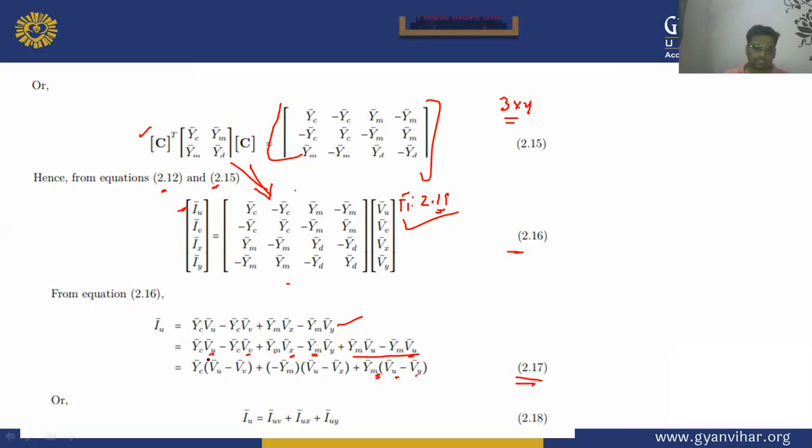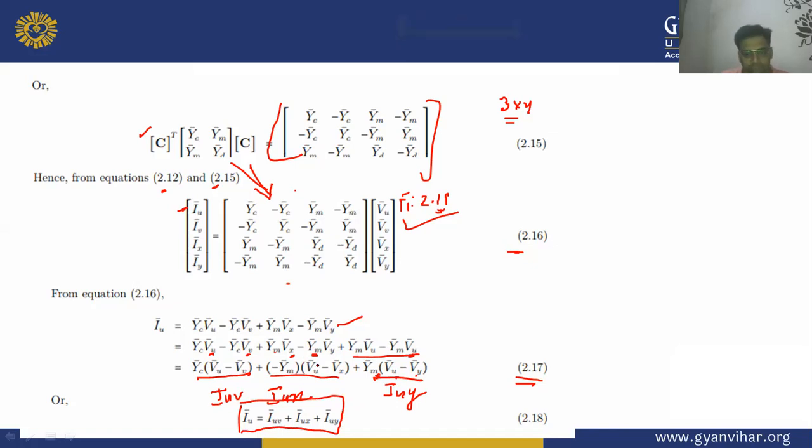Now this can be written as that IU is equal to what? This is your current IUV, this is your current IUX, and this is your current IUY. So we will be getting this current equation at node U. Let it be equation number 2.18.